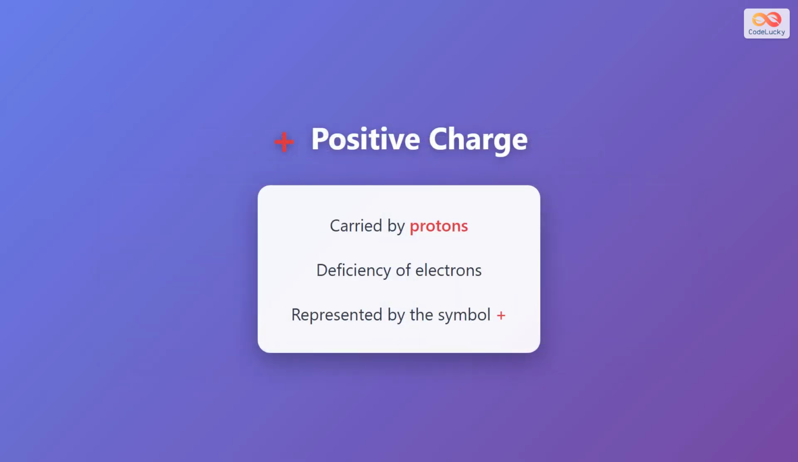Positive charge is carried by particles called protons, which are found in the nucleus of every atom. An object becomes positively charged when it has a deficiency of electrons, meaning it has lost some electrons and now has more protons than electrons. We represent positive charge using the plus symbol. Protons themselves cannot move easily from one object to another because they are tightly bound in the atomic nucleus. But the loss of electrons from an object results in it becoming positively charged overall.